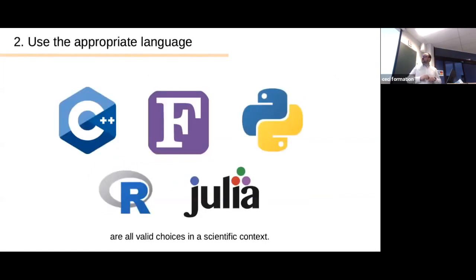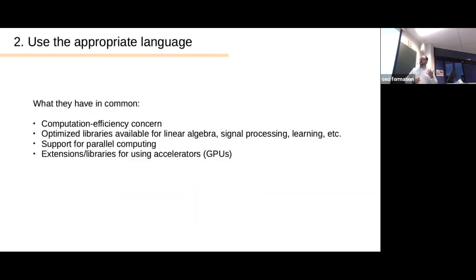And writing is important to choose a correct language. So here are 5 examples of programming languages that are totally valid in a scientific context. What we like about them is that they have a computation efficiency concern. So they are written in a way that computing resources are correctly used. They have optimized libraries available for linear algebra, for signal processing, for machine learning, and so on. So it's important that you don't write those by yourself, so that you use a language in which those libraries are available. They have a support for parallel computing.